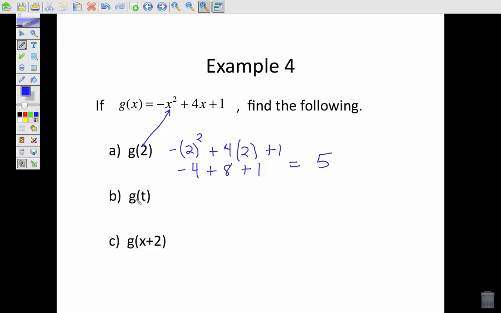So 5 is my result. This second one here, evaluate the function for t. So t is your input. That's what you put in for all x's. You're going to see here once I substitute that in, there's no operations to do. We're just really changing the variable. So there you go.